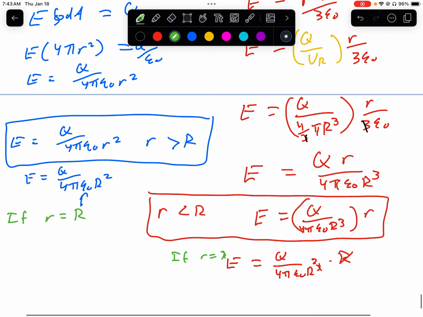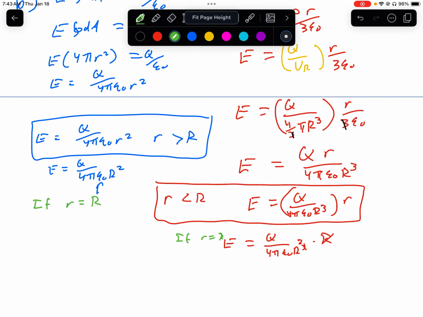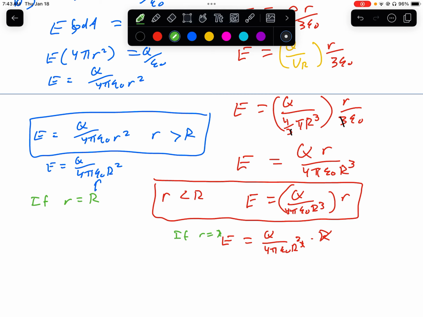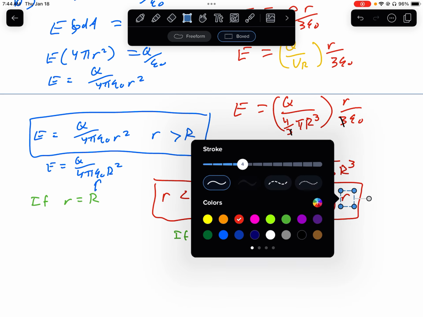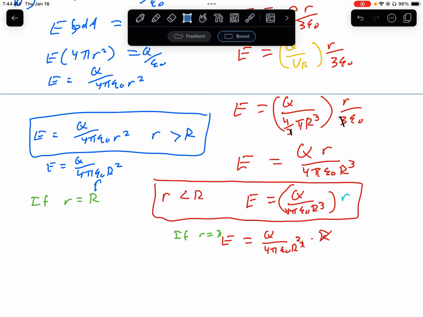Now one of the things that AP can ask us to do here is to graph the electric field as a function of distance. So what would these two things look like on a graph? I mentioned earlier that if we're underneath the surface of the sphere, the electric field varies linearly with distance.